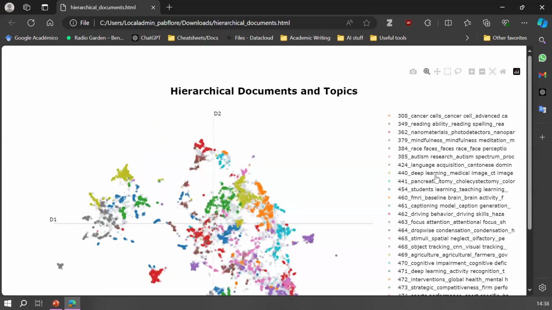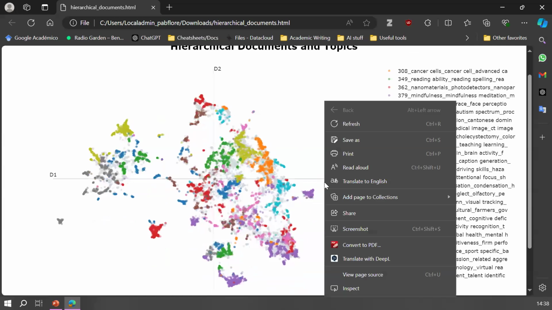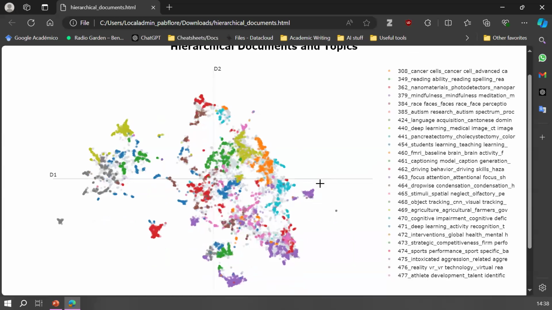Which one? Focus attention. Attention. Yeah, and that is the only one, I think. So we can skip that. Maybe we should just focus on this one and remove all of the others.